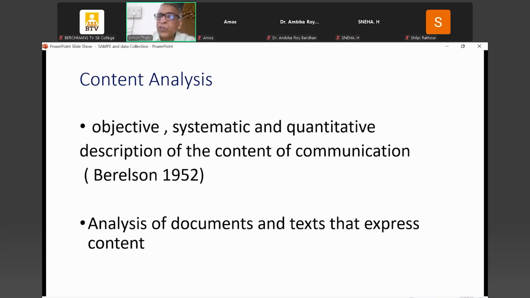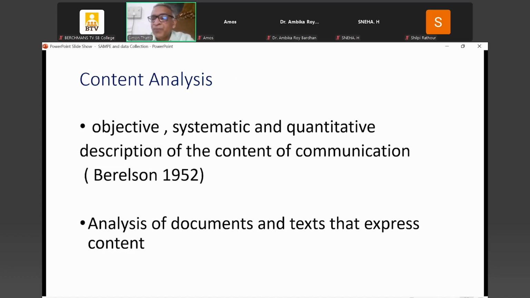Now, there is also one more method called content analysis. This is an objective, systematic, and quantitative description of the content of communication. It's something like your bibliometrics. That means the research is done by looking at some documents and text which has been published. Because of the technology that you have today, we can have numerous databases where this relationship can be established.